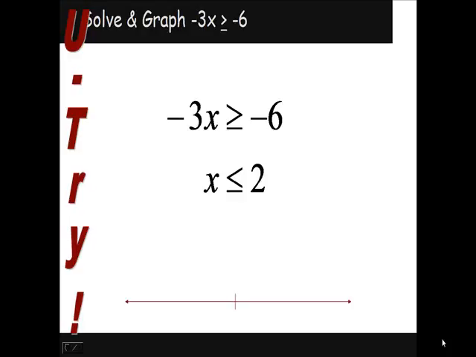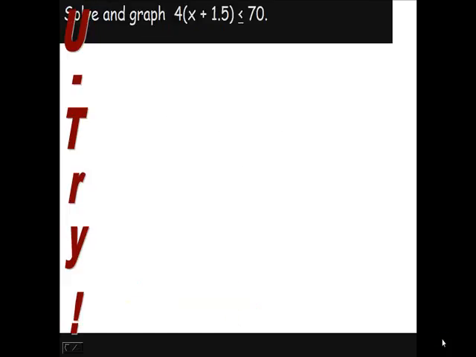Go to the number line for the graph. We're interested at the point at 2. Close that up because we can be equal to 2. And less than is everything to the left. Try this one. 4 times the quantity x plus 1.5 is less than or equal to 70. I would probably divide both sides by 4, but it looks like I chose to multiply by 4 this time, so I just distributed the 4.